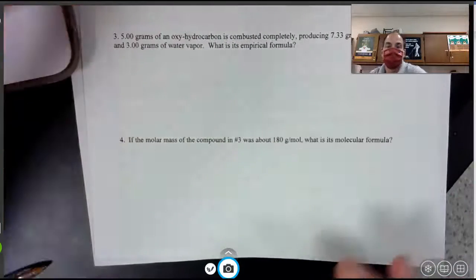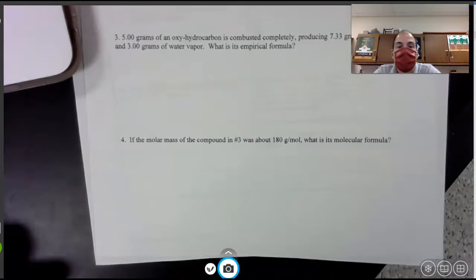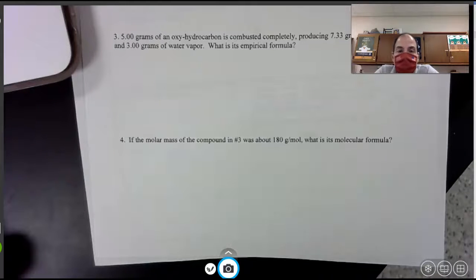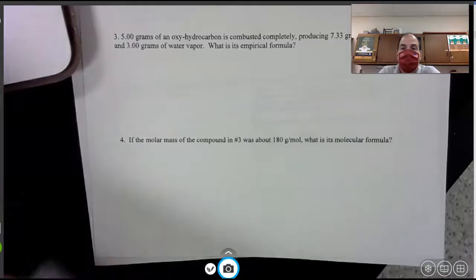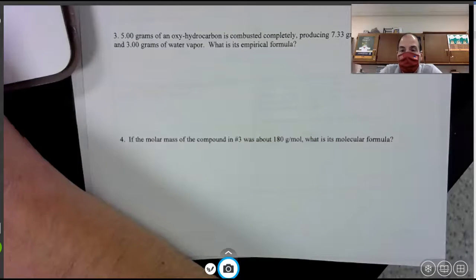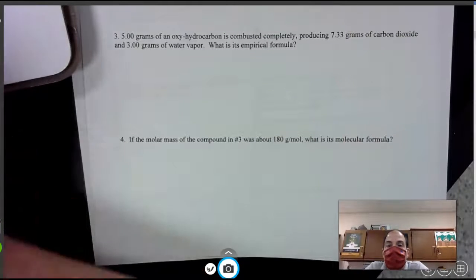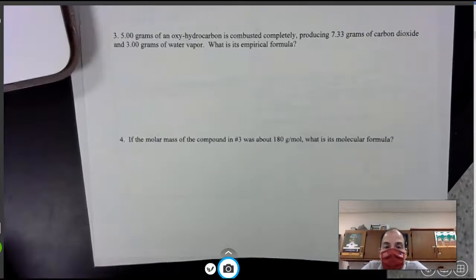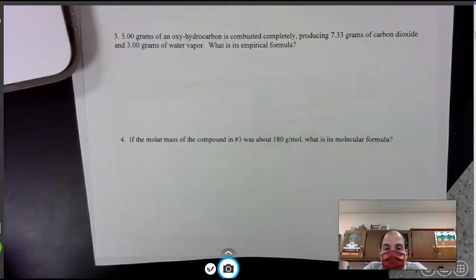Turn this around. All right, so there are the questions. We have 5 grams of an oxyhydrocarbon producing 7.33 grams of carbon dioxide and 3 grams of water vapor. And what is its empirical formula?